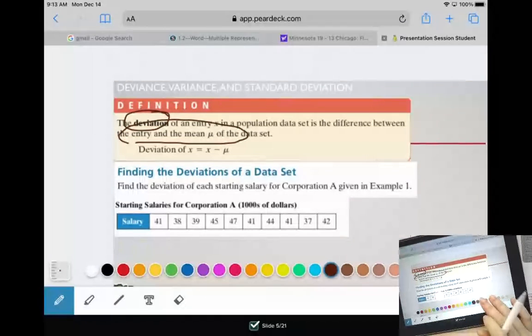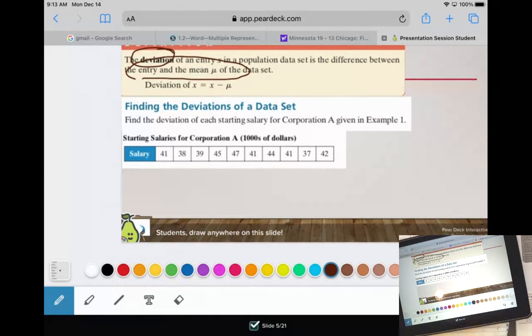So look over here. We have this table. They tell you to find the deviation for each starting salary. So these are the 10 people that they hired, and they want to find the deviation.